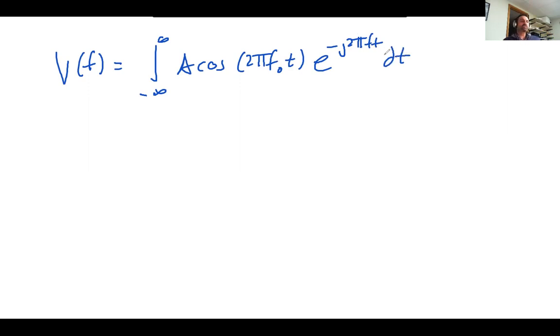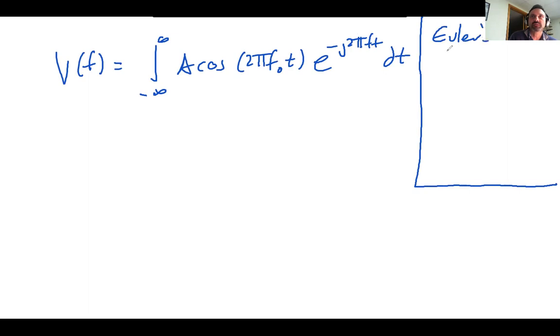Heartburn. What do we do? Okay, so this is something I think when I taught discrete time signals and systems, I brought this up over and over and over again. Euler's relations. Very, very super duper important. So what's the first one?